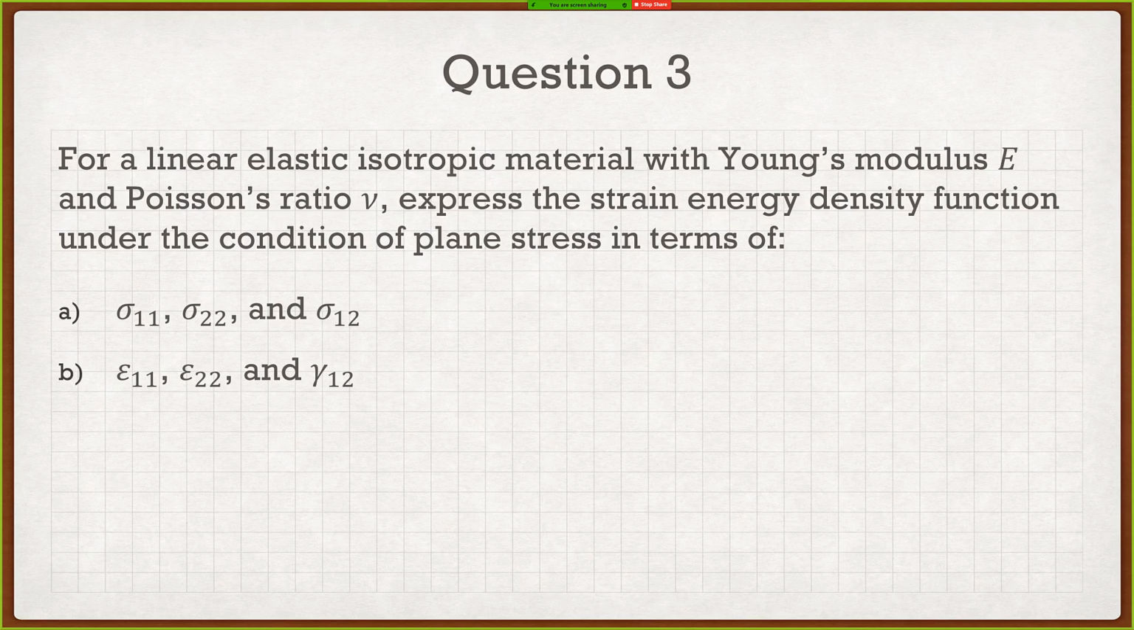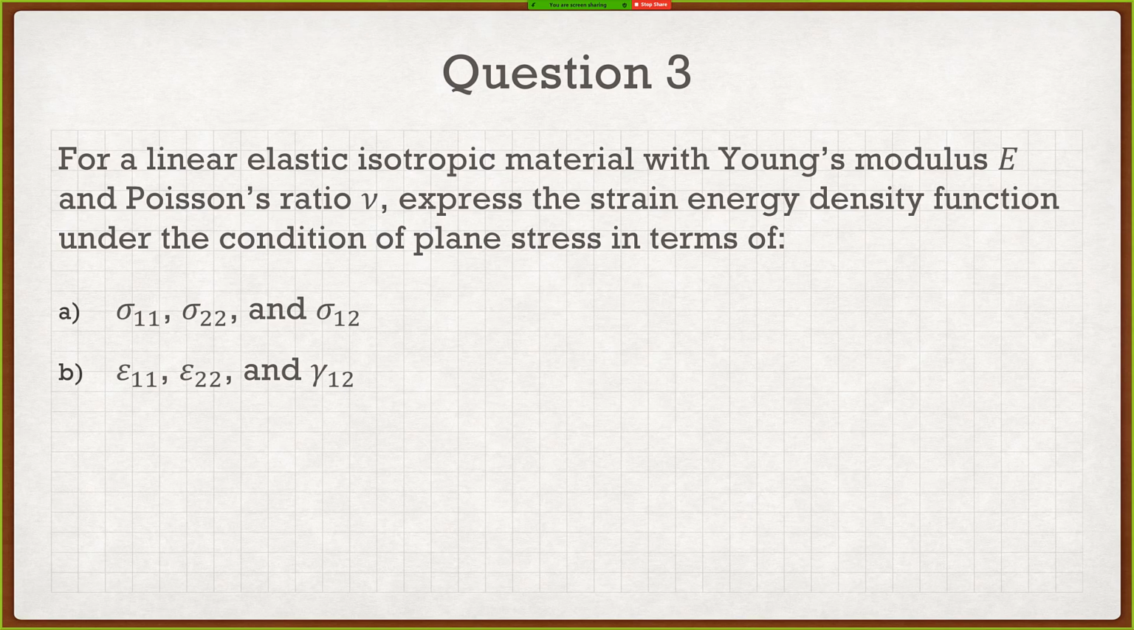Question number 3 is a little bit different, but it's actually pretty simple. So it says for a linear elastic isotropic material, so again, the same material as questions 2 and question 1, with a Young's modulus E and a Poisson's ratio nu, express the strain energy density function under the condition of plane stress. So that's going to be key here, that plane stress, in terms of part A, sigma 1,1, sigma 2,2, and sigma 1,2. So basically, part A wants that whole strain energy density function in terms of the stress components. And then part B says epsilon 1,1, epsilon 2,2, and gamma 1,2. So part B is basically saying we want that strain energy density function as a function of the strain components.